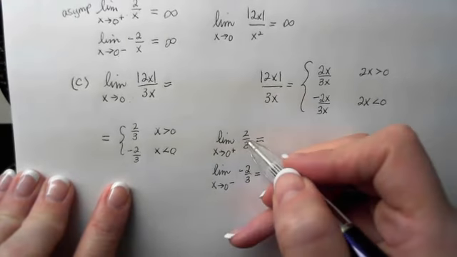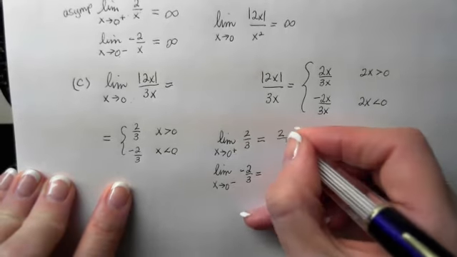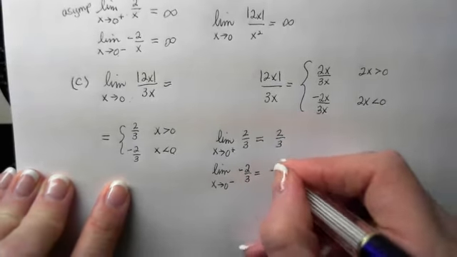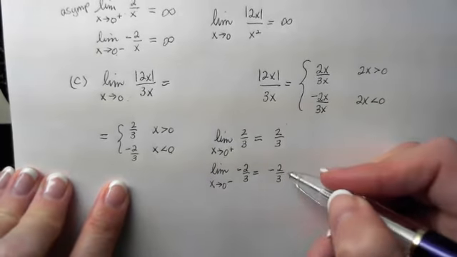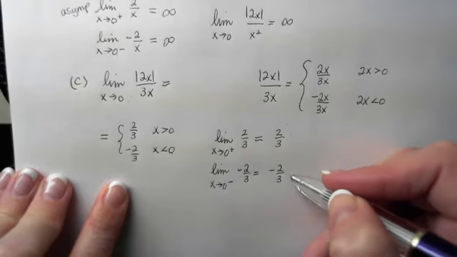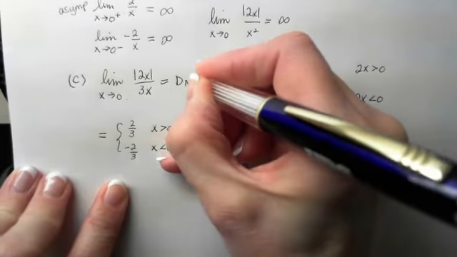Now the limit of a constant, no matter where we're headed, the output of that constant function is always going to be 2/3. This output will always be negative 2/3. If we look at the two limits now, one is positive, one is negative, that means the two-sided limit does not exist.